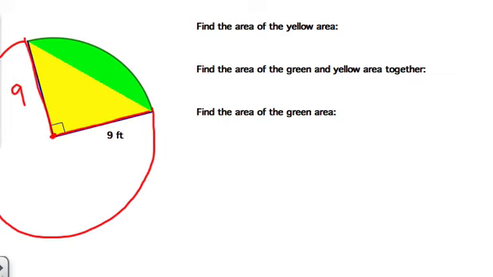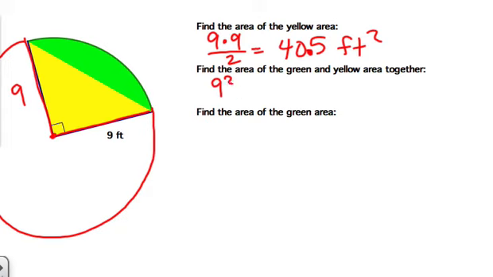So it's 9 by 9, this triangle. Remember, triangles you divide by 2, okay? So that ends up being 40.5 feet squared. And so there's the yellow area. Then it wants us to find the yellow and green together, so basically the whole thing. Okay, so we're going to do it very similar to how we did last time. We want to do the area as if it was a complete circle. So this circle would have a radius of 9, like we said, so 9 squared pi. And go ahead and find that.